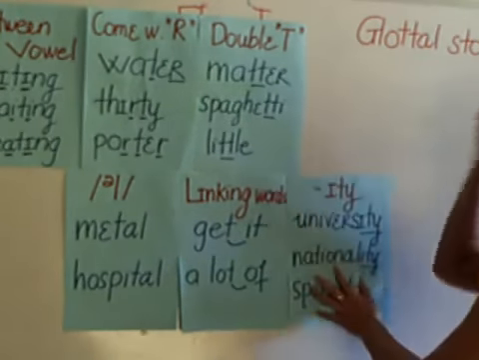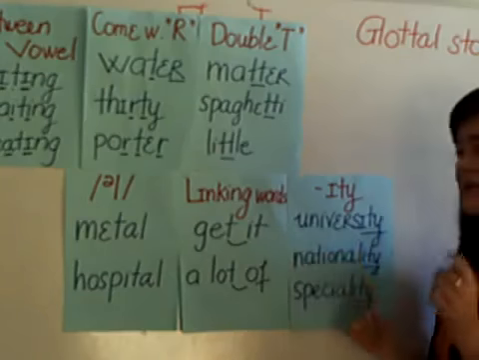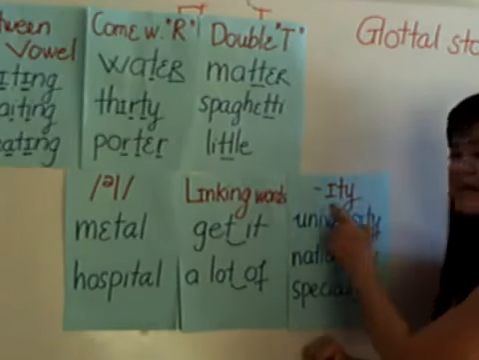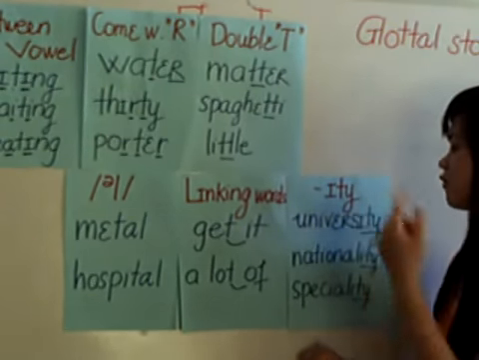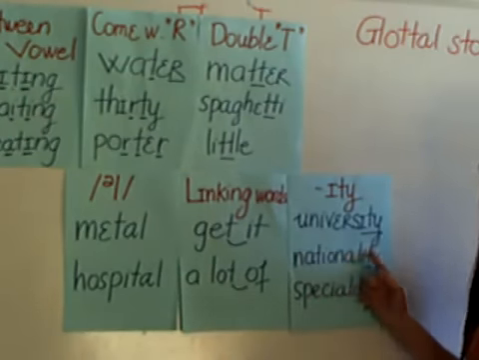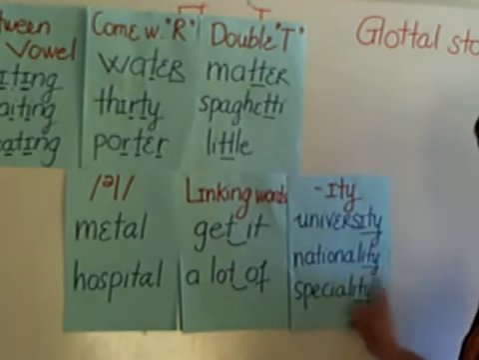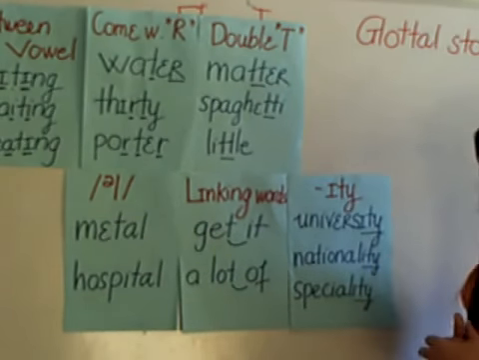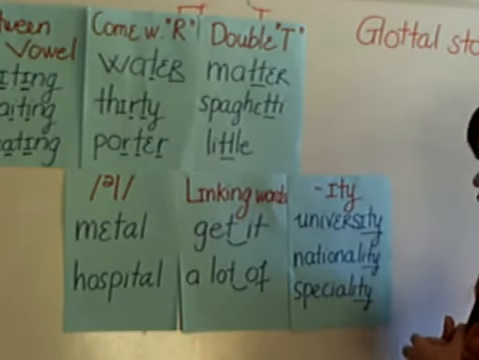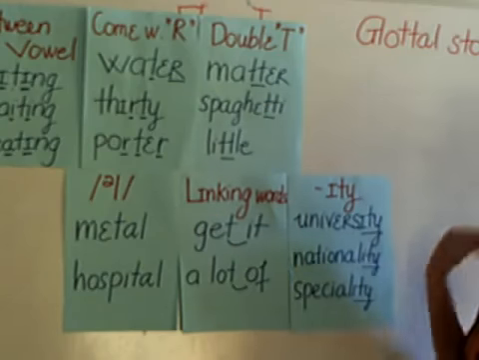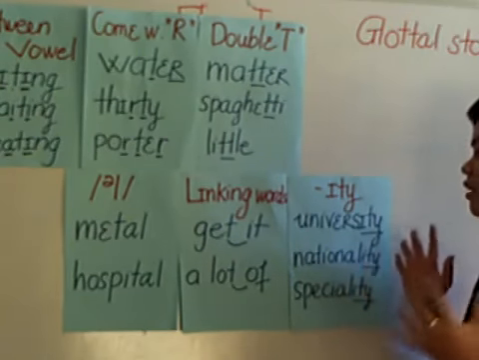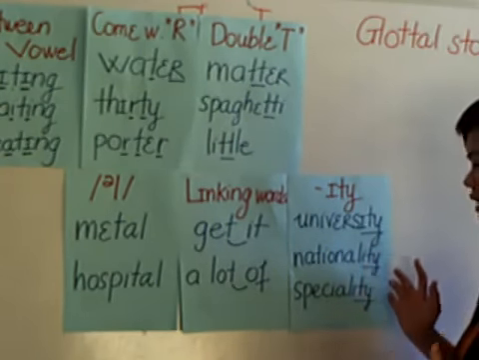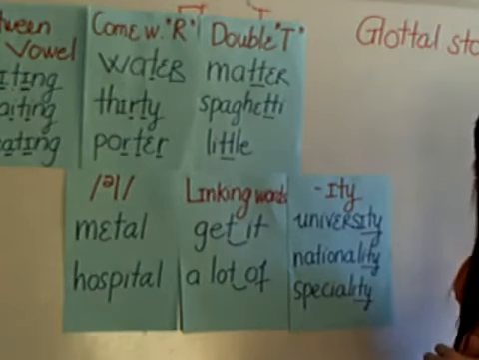The last one is when the word contains the suffix ITY, for example university, nationality, speciality. You don't say university, nationality, or speciality with a true T, but you have to pronounce them with flat T: university, nationality, and speciality.